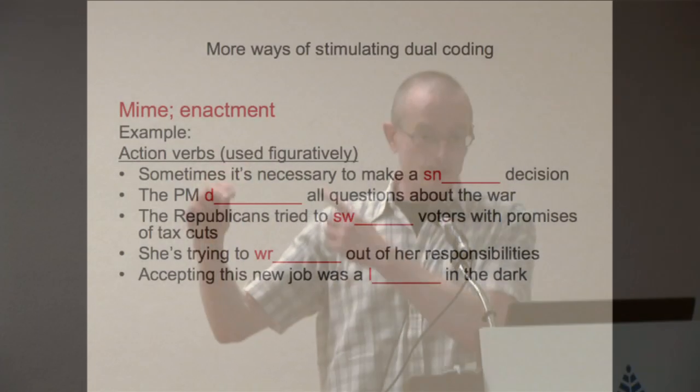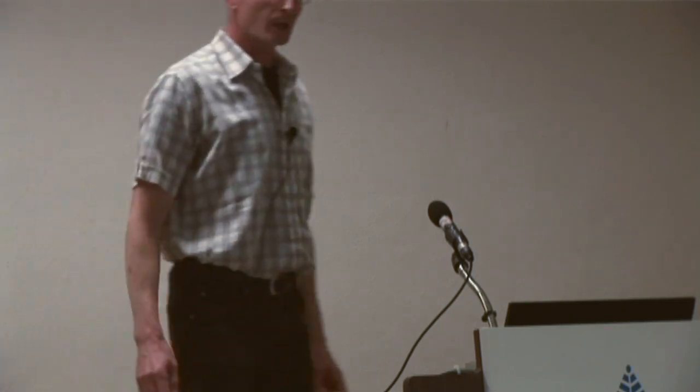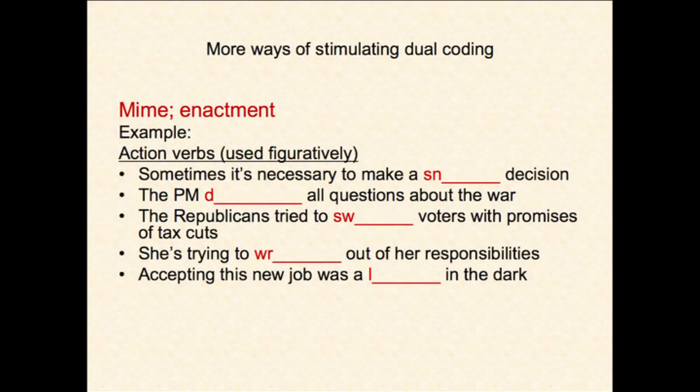Anyway. To stimulate that dual coding, you can do lots of things as a teacher. You can also use miming, enactment. Can you do the exercise? It's sometimes necessary to make a snap decision. The PM, yeah, the Republicans try to, she's trying to, yeah, this is dangerous. And accepting this new job was a, yeah, all right. Students tend to remember when you act like a clown, so it helps.